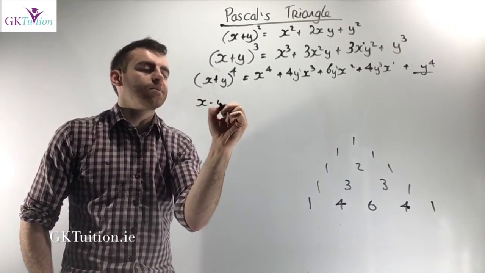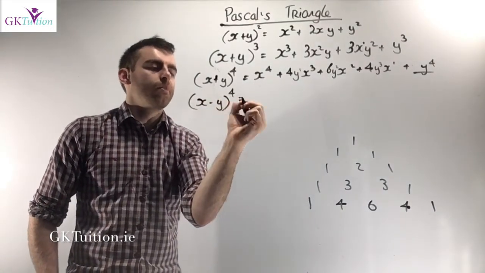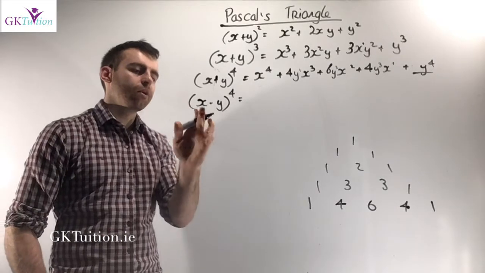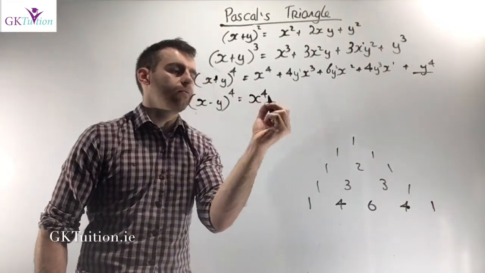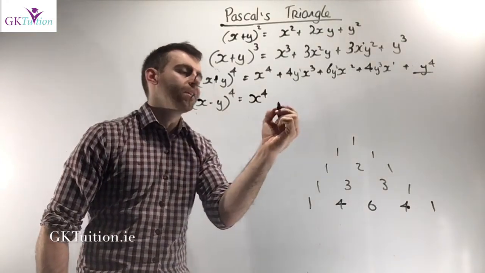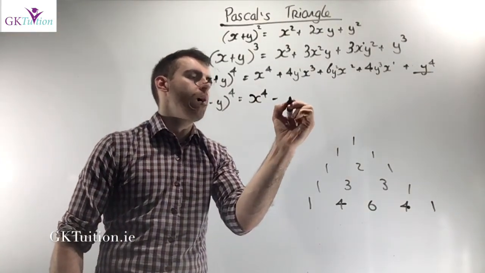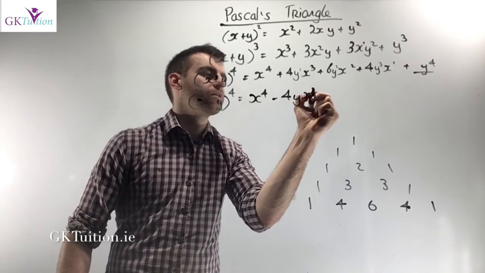But imagine I had x minus y to the power of 4. If you had x minus y to the power of 4, well, ultimately the first term is still just going to be x to the power of 4. So the first term will be positive. But then the second term will be negative. So it would be minus 4yx cubed.